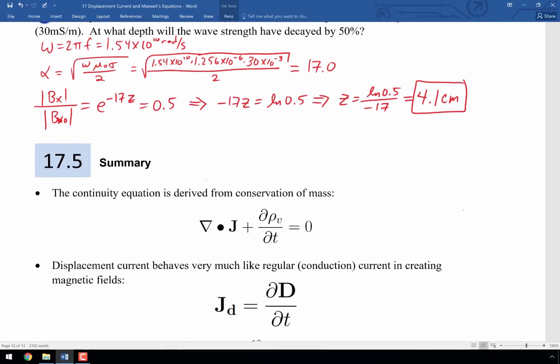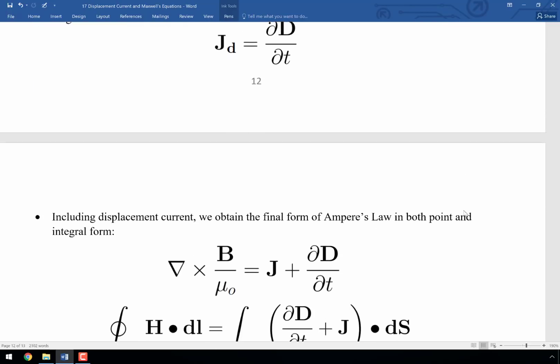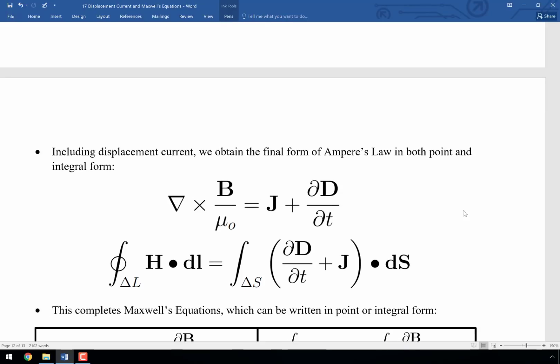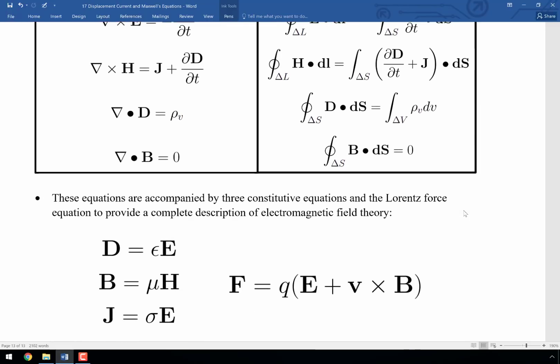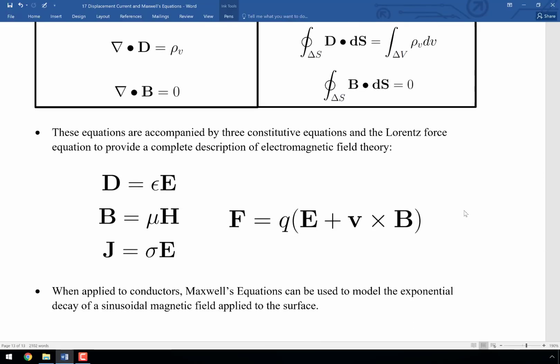So what have we seen? We've just seen everything today. The continuity equation, derived from conservation of mass. We talked about displacement current, that it behaves very much like regular or conduction current in that it can create magnetic fields. We have the final form of Ampere's law in both its point form and its integral form. And then it joins its peers as part of Maxwell's equations in point form and integral form. We have the constitutive equations, and we have the Lorentz equation to describe the force. And then when applied to conductors, Maxwell's equations can be used to model the exponential decay of a sinusoidal magnetic field applied to the surface.